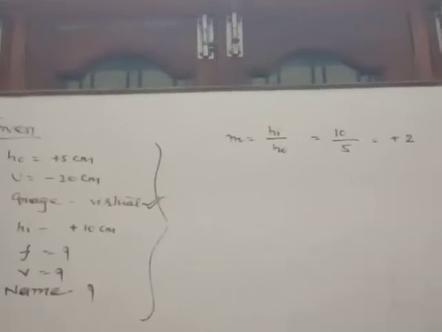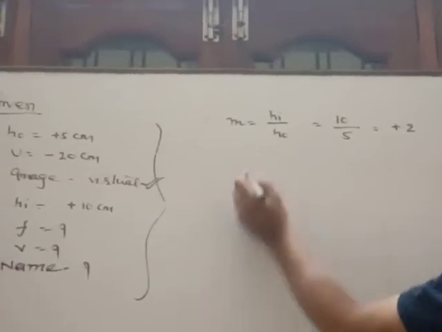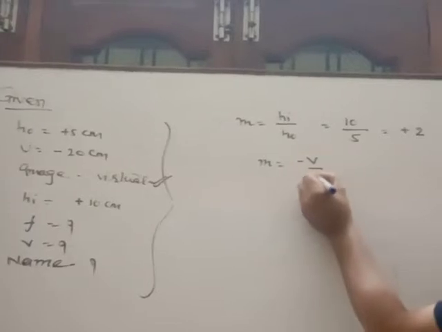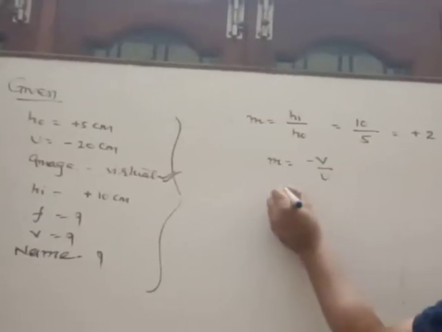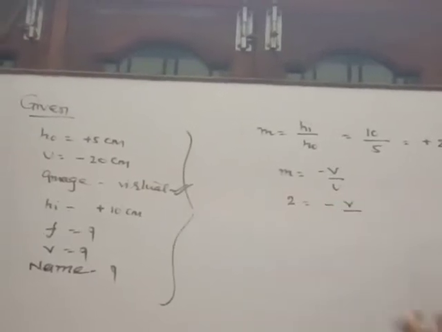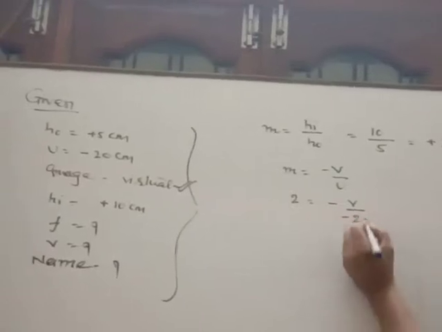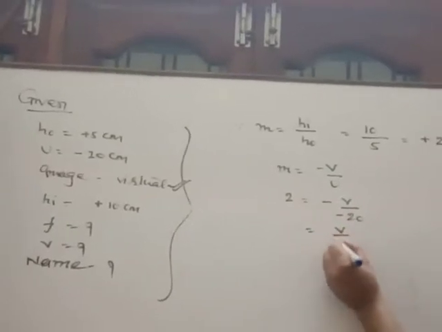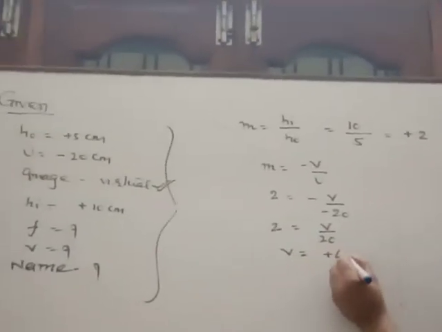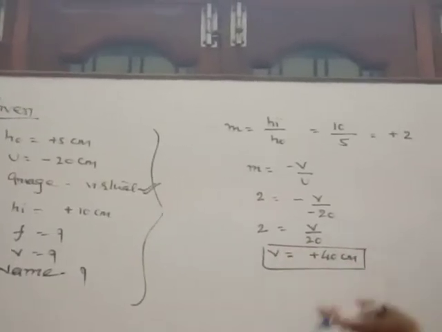And correct now? And since by mirror formula we know that first see distance of image, m is also equal to minus v by u. Instead of m write down plus 2. It is minus v by u. Put with proper sign minus 20. So it is v by 20 is equal to 2. So v is equal to plus 40 centimeter. What does it mean? Image is formed behind the mirror.